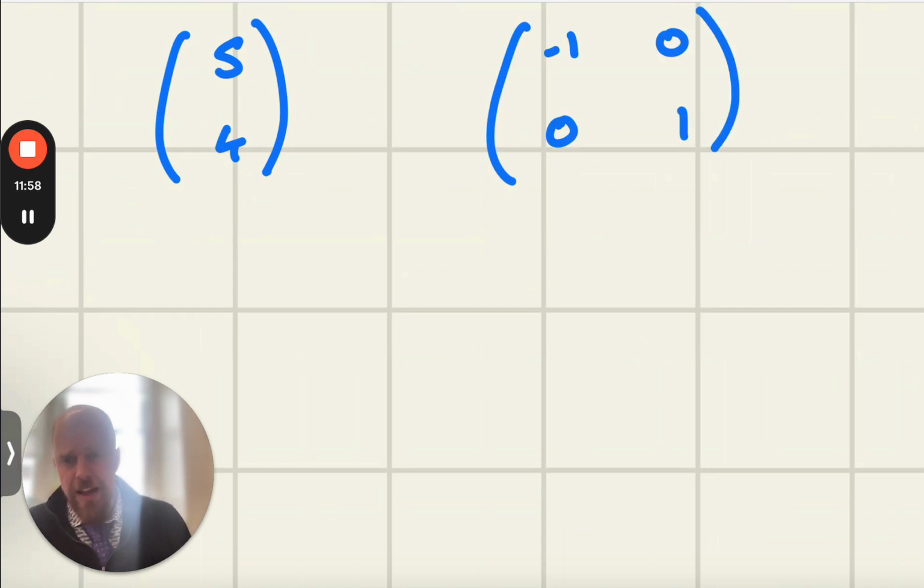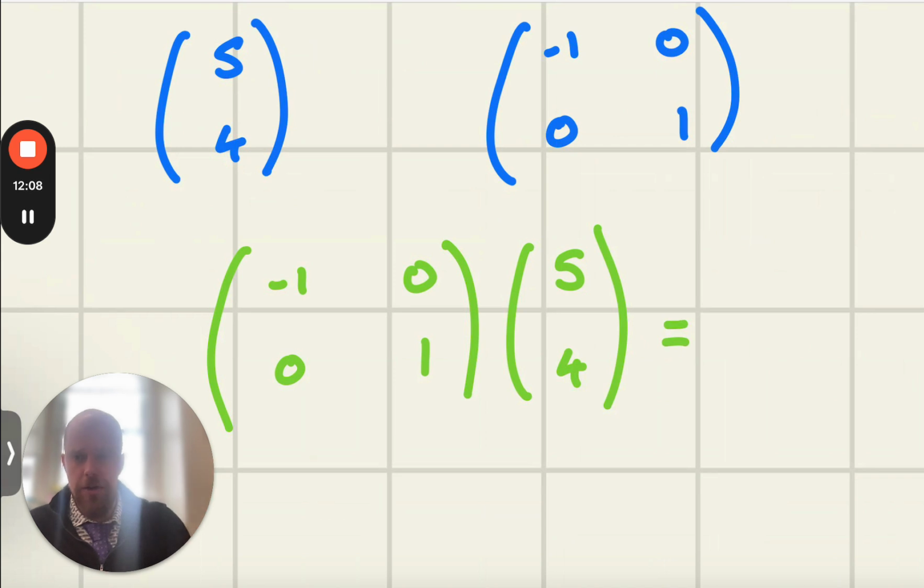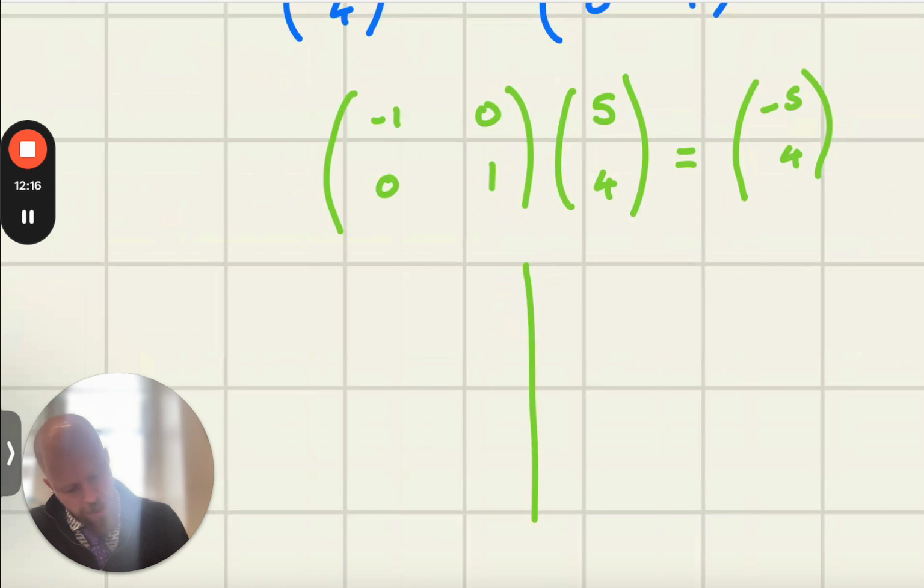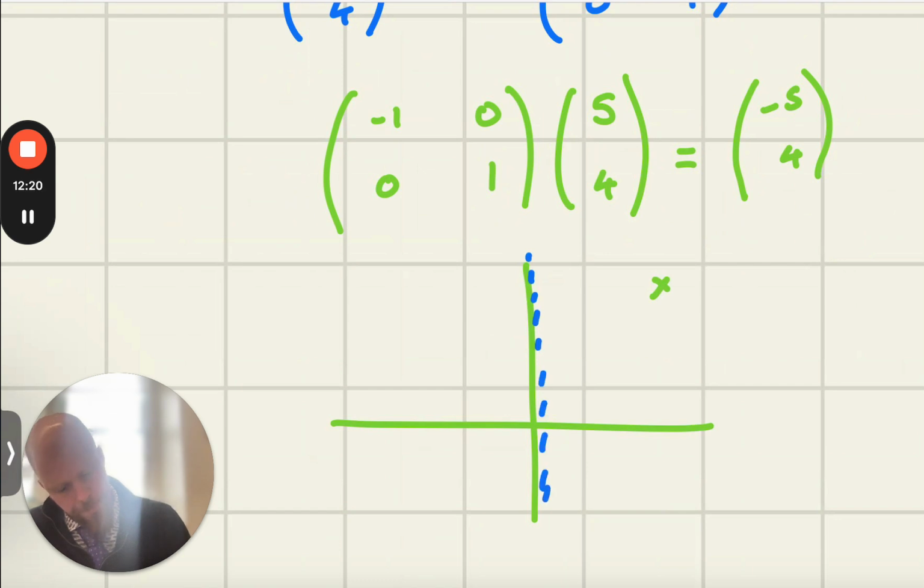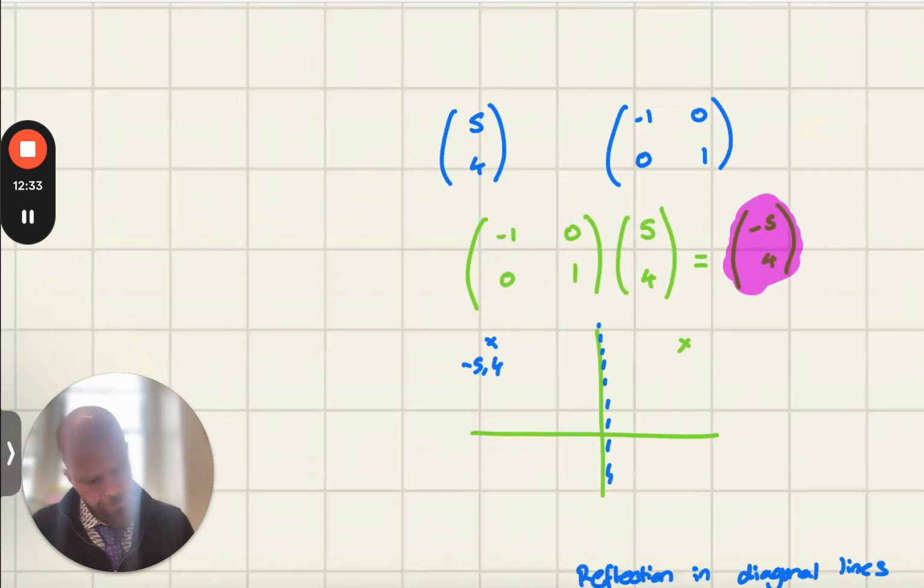If I multiply these together, the correct way around, which means I do the matrix first, acting on the point, I get the coordinate of the new point after it's been reflected. So it will be minus 5, 4. And logically this makes sense, right? Because if I'm at 5, 4, which is here, and I reflect it in this line, I should be over here, which again is minus 5, 4. And that's what we got when we multiplied the matrix together. So if I multiply the matrix by a point, it will tell me the image point itself.